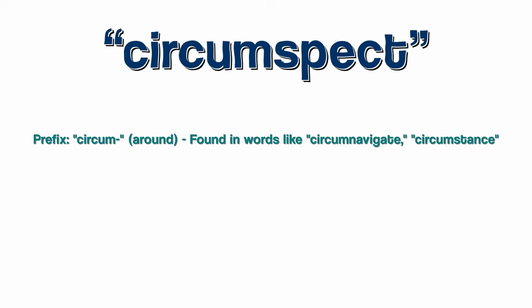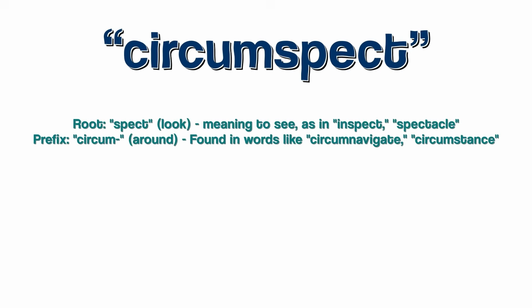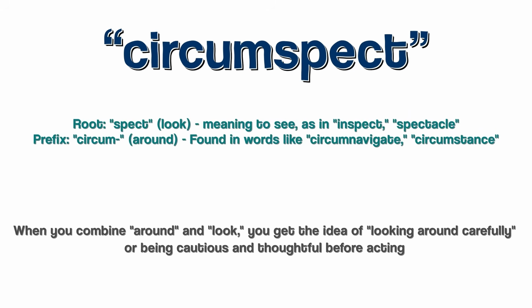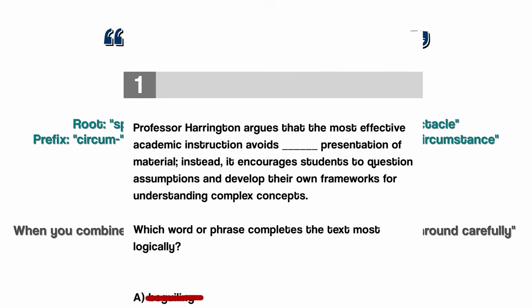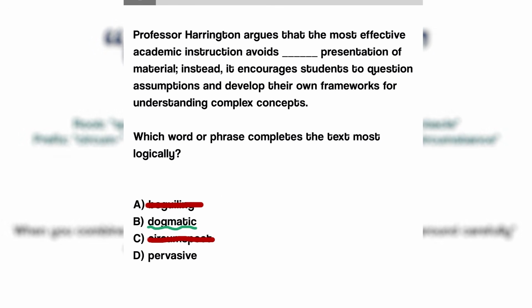Option C is circumspect. It has the prefix circum, which means around, which is found in words like circumnavigate or circumstance, and the root spect, which means look, or meaning to see, as in inspect or spectacle. So when you combine around and look, you get the idea of looking around carefully or being cautious and thoughtful before acting, which doesn't fit our context, so let's cross this out.